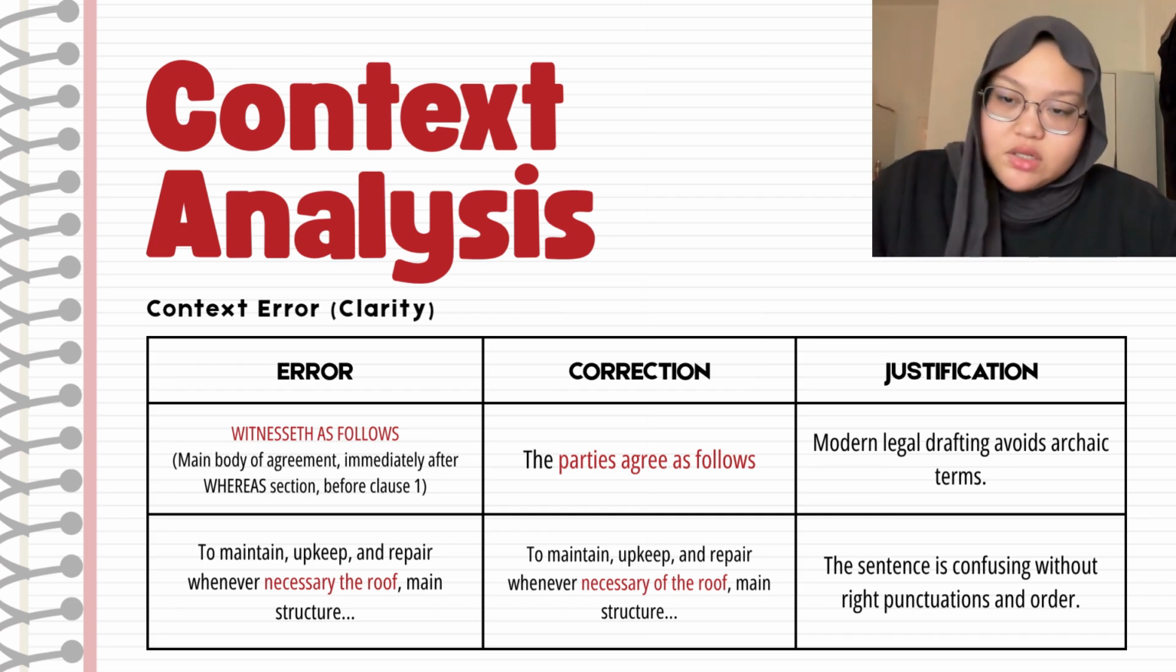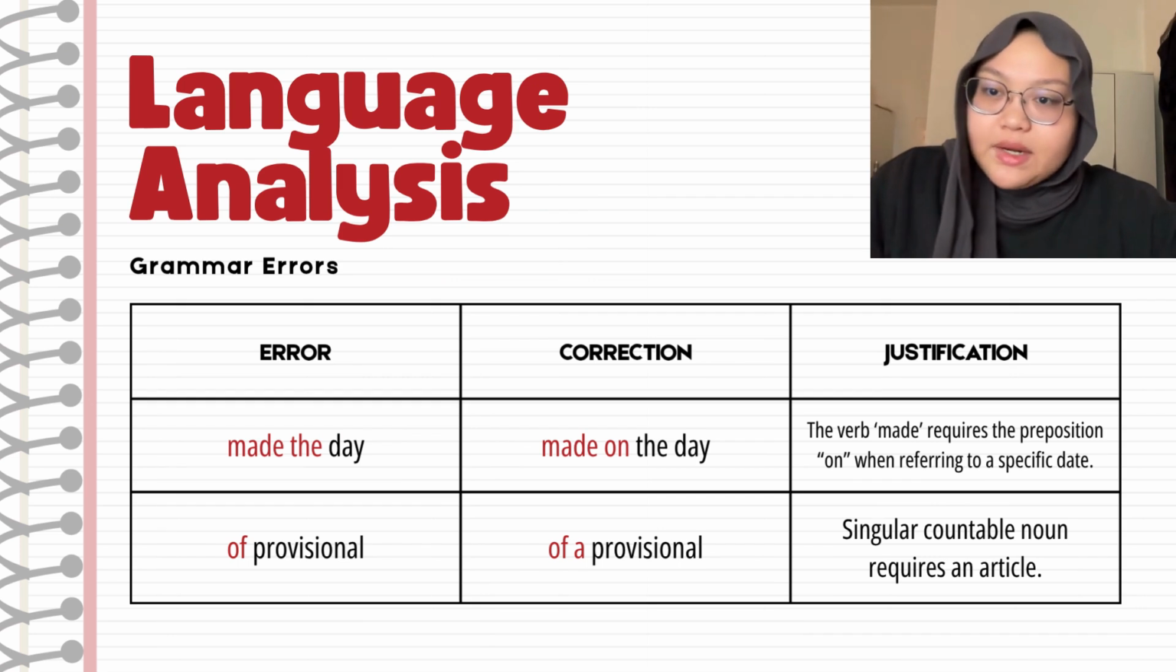legal drafting conventions. Next is language analysis, beginning with grammar errors. The first example is "made the day," which should be corrected to "made on the day." The correction is necessary because the verb "made" requires the preposition "on" when referring to a specific date. Another example is "of provisional," which should be changed to "of a provisional" because a singular countable noun requires an article. These examples demonstrate how grammar errors can affect the accuracy and professionalism of legal documents.